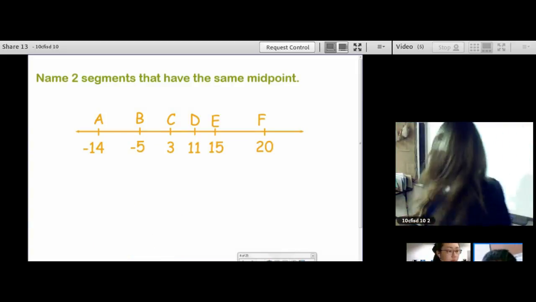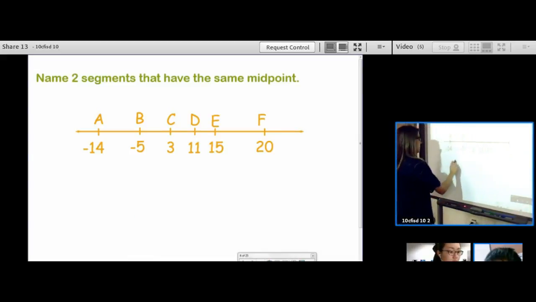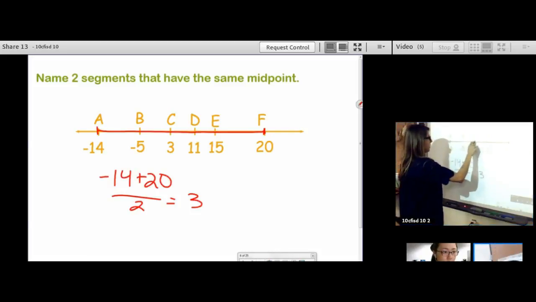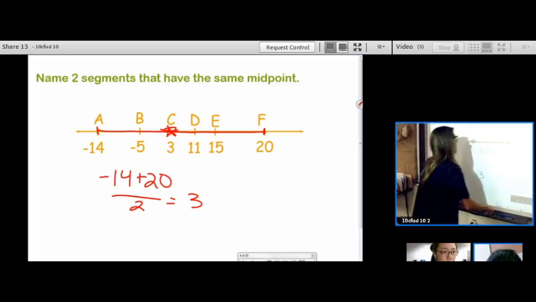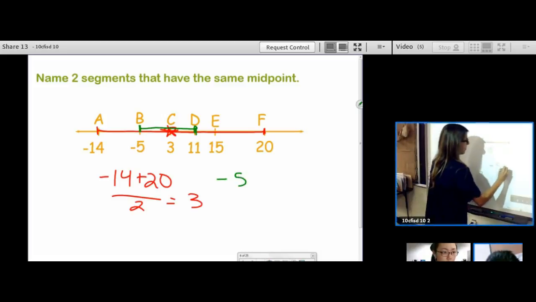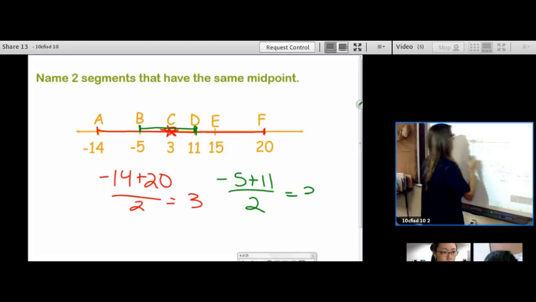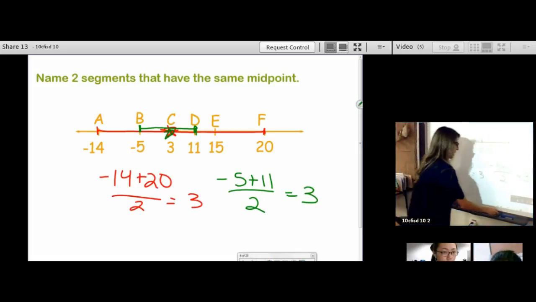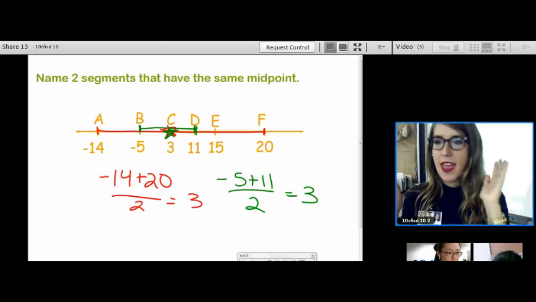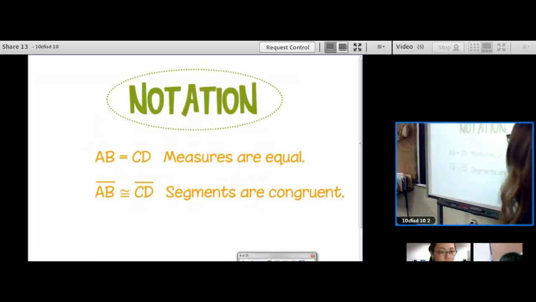Okay, all right, let's look at AF. What is the midpoint of AF? You add them up and divide by 2, and what do you get? C is the midpoint of AF. And then BD, from here to here, add them up and divide by 2, and what do you get? Beautiful. So two segments that have the same midpoint are AF and BD. Okay, good. That was just kind of a starter to our lesson, getting you started.